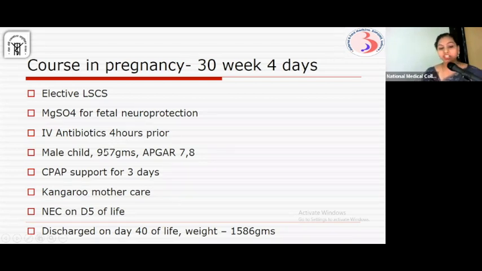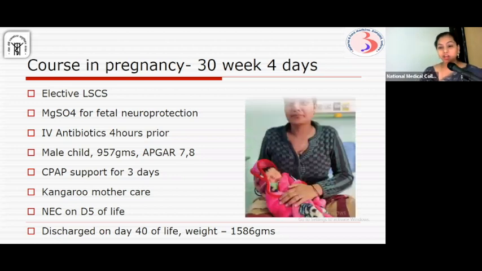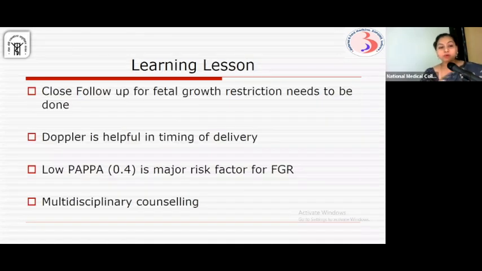She delivered a male child of 957 grams, Apgar being 7 and 8, who required CPAP support for 3 days. Kangaroo mother care was given. As a complication of preterm delivery, an episode of neonatal NEC happened on day 5 of life, but the baby survived and was discharged on day 40 of life with weight being 1.5 kg.